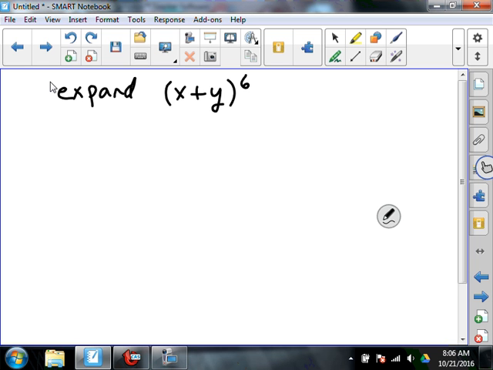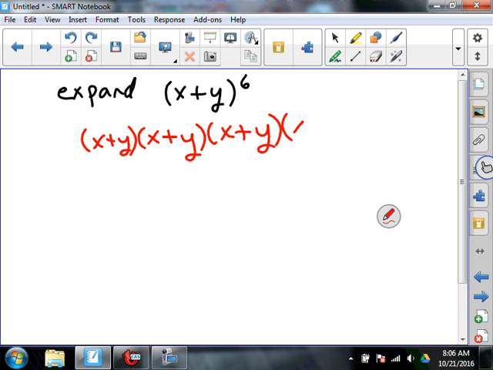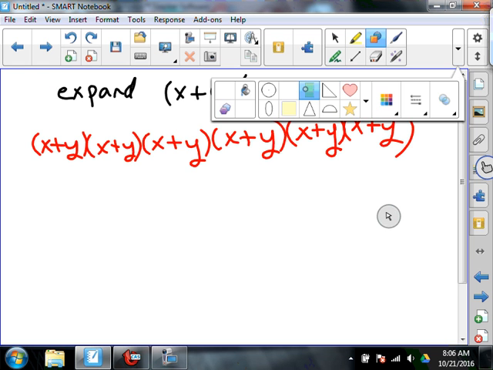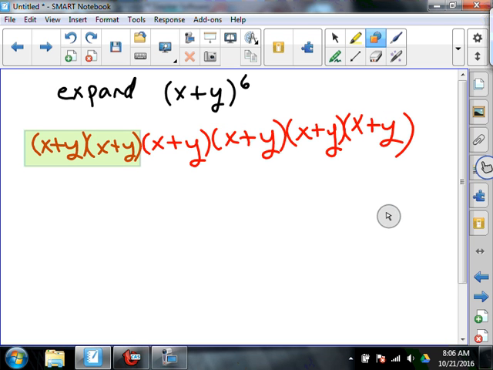So let's think about what that 6th power means. That means x plus y times x plus y times x plus y times x plus y times x plus y. Do I have enough? 1, 2, 3, 4. No. Times x plus y. You're going to have to do that. So you could FOIL that, and then you could FOIL that, and then FOIL that.